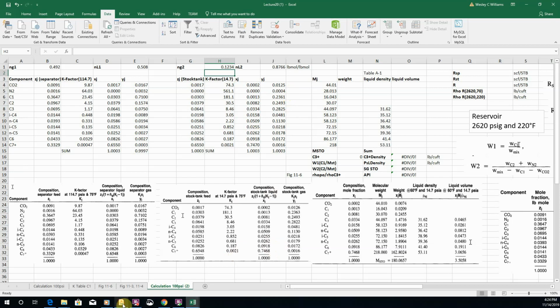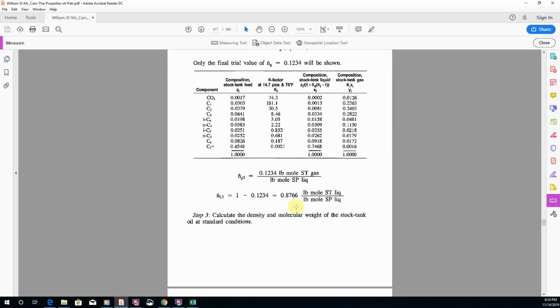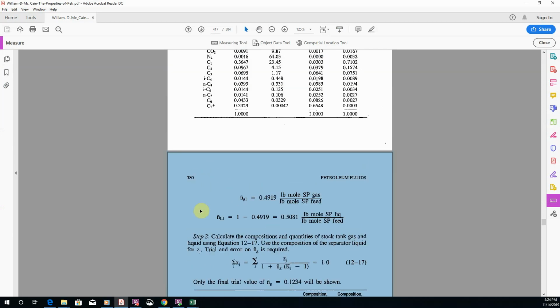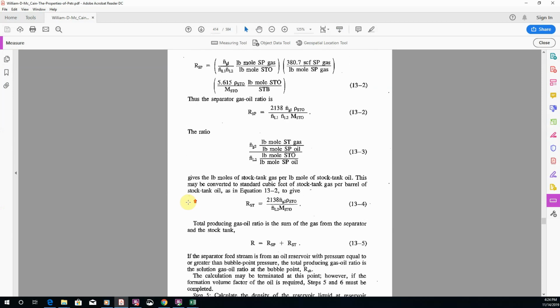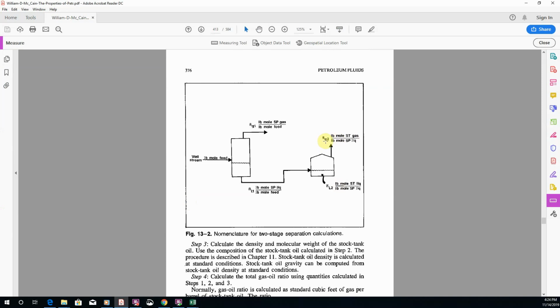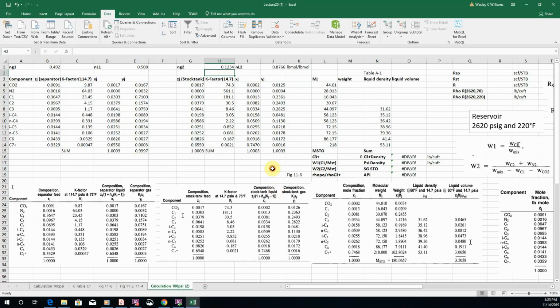So let's see, 0.8766. So now those values, we just calculated the n values for here and here. So far, so good. So now the next step. We've got basically the composition of our stock tank liquid right here. And we have this composition of stock tank gas.